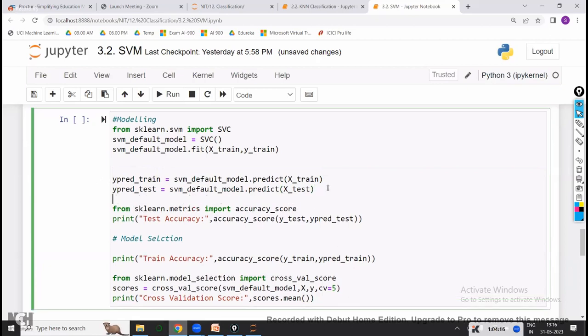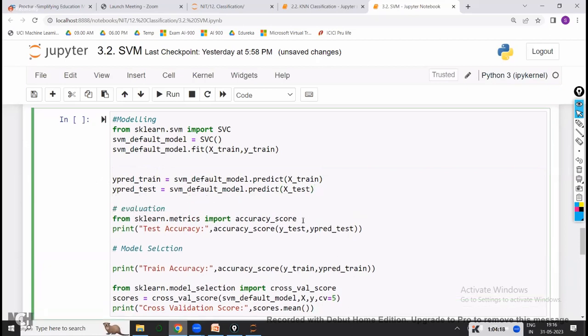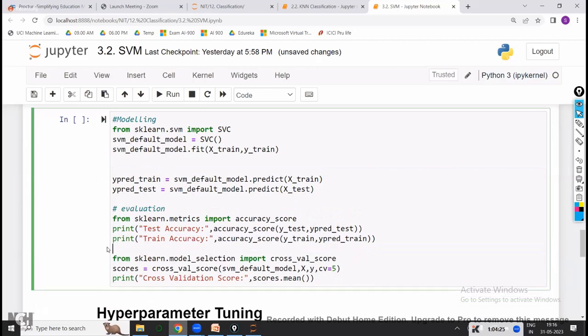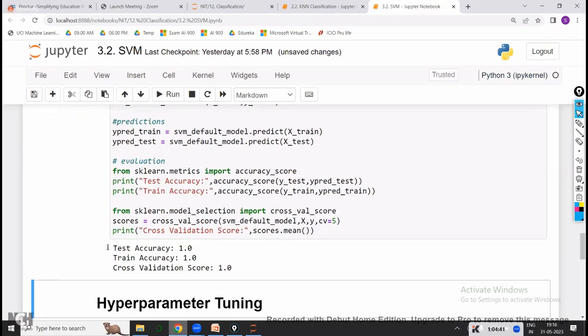Once prediction is completed, next is evaluation. In the evaluation, what do you have to evaluate? Train accuracy, test accuracy, followed by CV. In the last class also, we have done the same. First one is modeling, followed by predictions, followed by evaluation. So now I'm going to calculate the train accuracy, test accuracy, and CV, and I have got 100% directly.